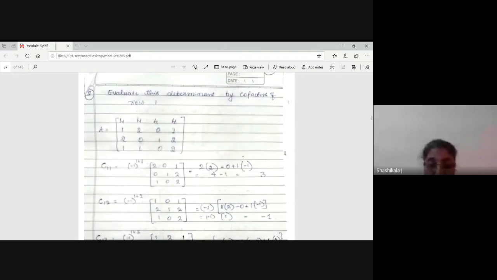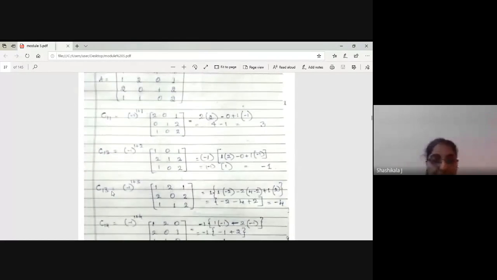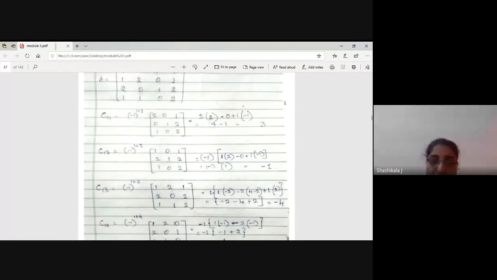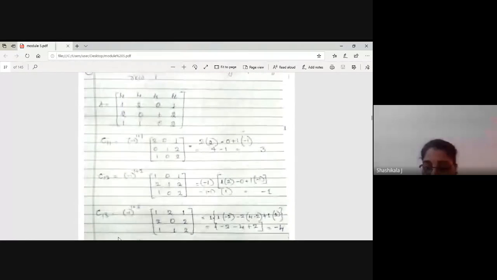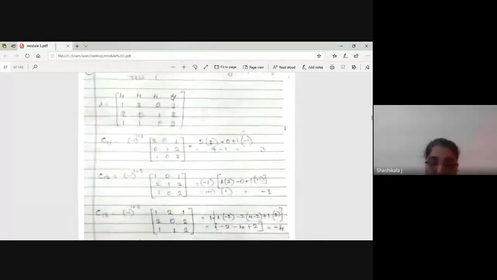Minus 4. Let me check. This is minus 4. Okay. So similarly, you have to calculate C14. Yes, I think all of you are able to get this. Okay, now C14 also you calculate.